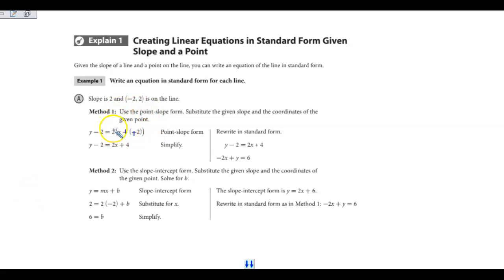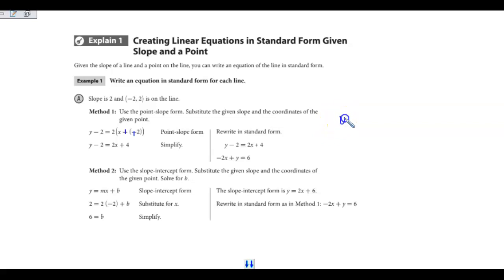I can distribute, so 2 times x is 2x, and 2 times 2 is 4, so that gives me y minus 2 equals 2x plus 4. So this is my point-slope form, and this is simplified. Now I can easily rewrite that in my standard form by just moving my x to the left and moving my 2 to the right.